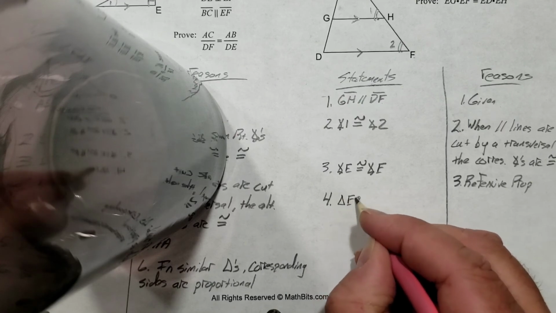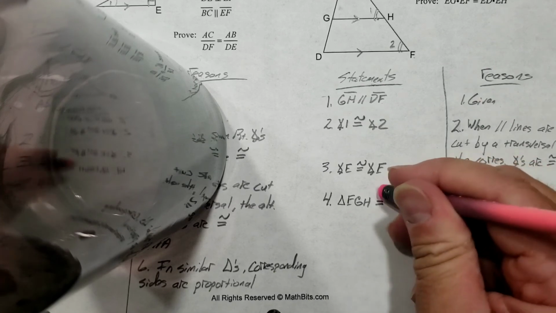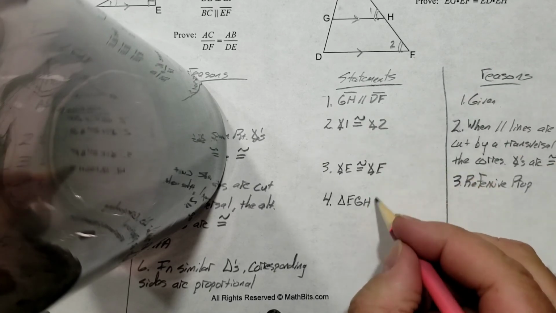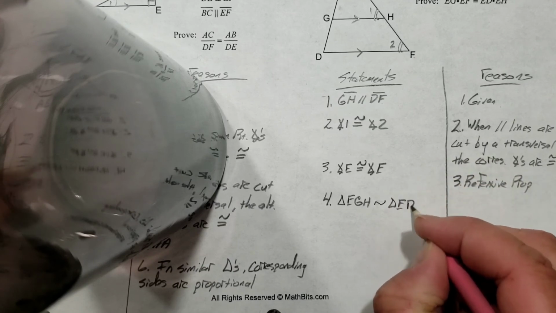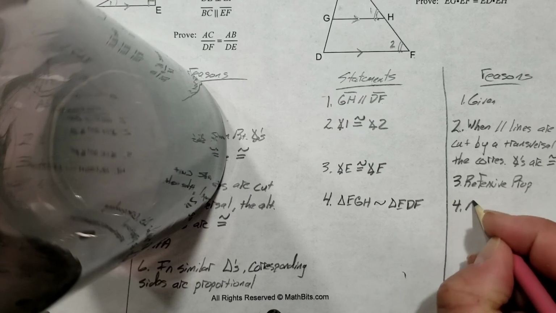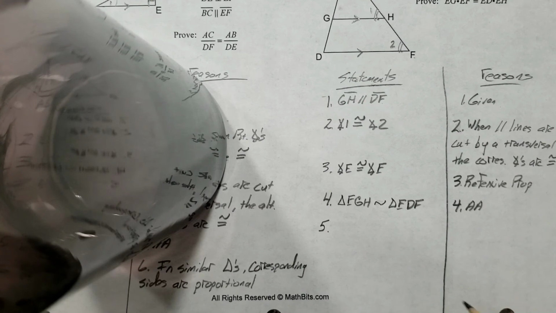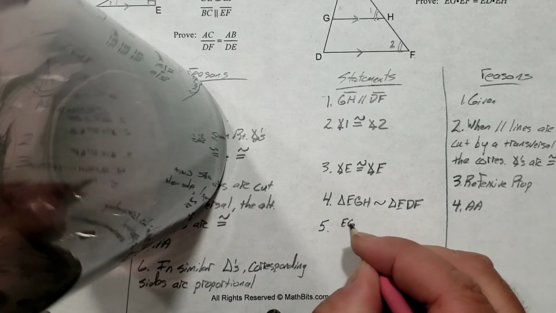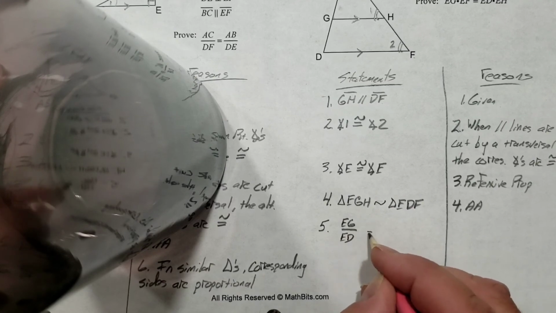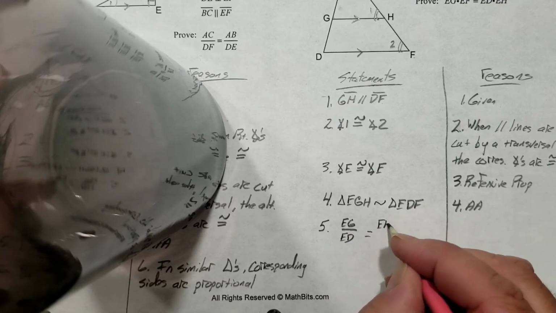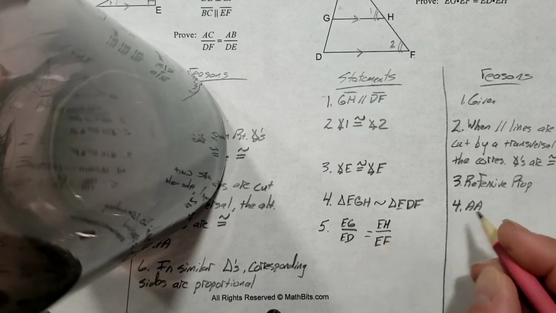Triangle EGH is similar to triangle EDF, and that's angle-angle. Now we put together the proportion. So E is to G as E is to D. It's the same as E is to H. EG is to ED as EH is to EF.